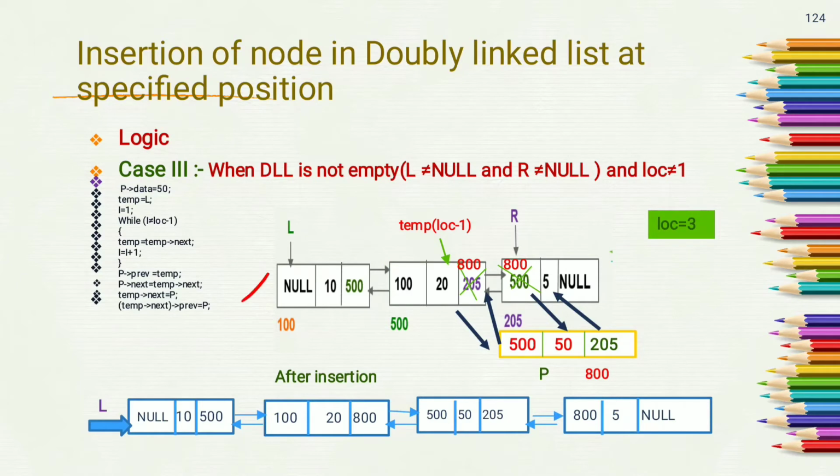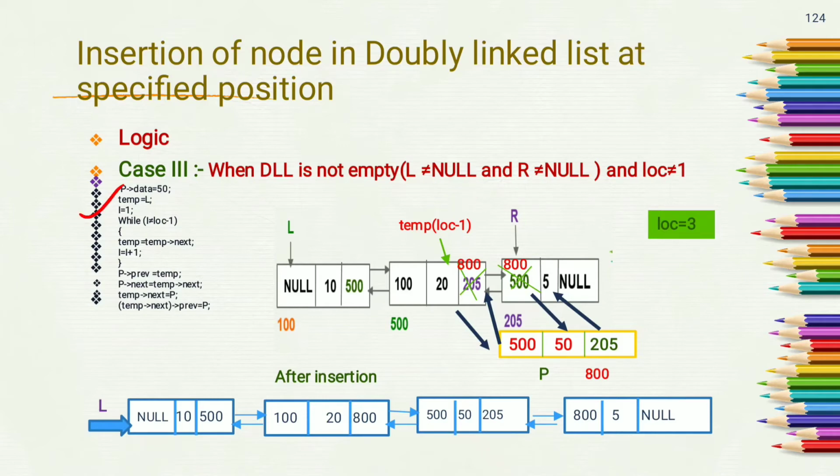Initially we have a doubly linked list having 3 nodes containing values 10, 20 and 5, and we want to insert a node at location 3. So we have to move a temporary pointer to the node at position location minus 1. When we insert a node at location 3, we have to make changes to this node, which is at position location minus 1. So we make a temporary pointer point to this node. For this we have to traverse this linked list up to location minus 1.